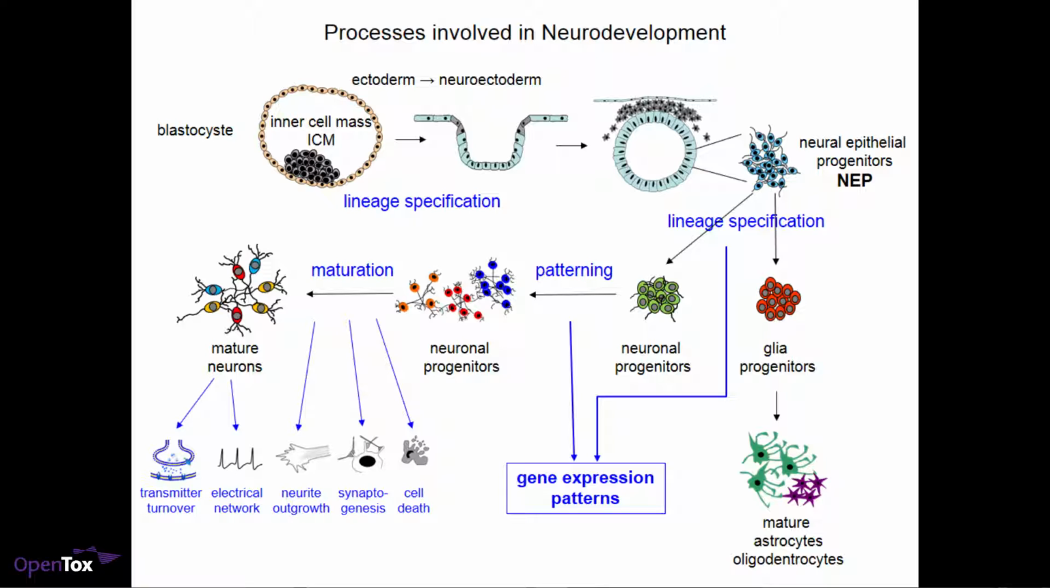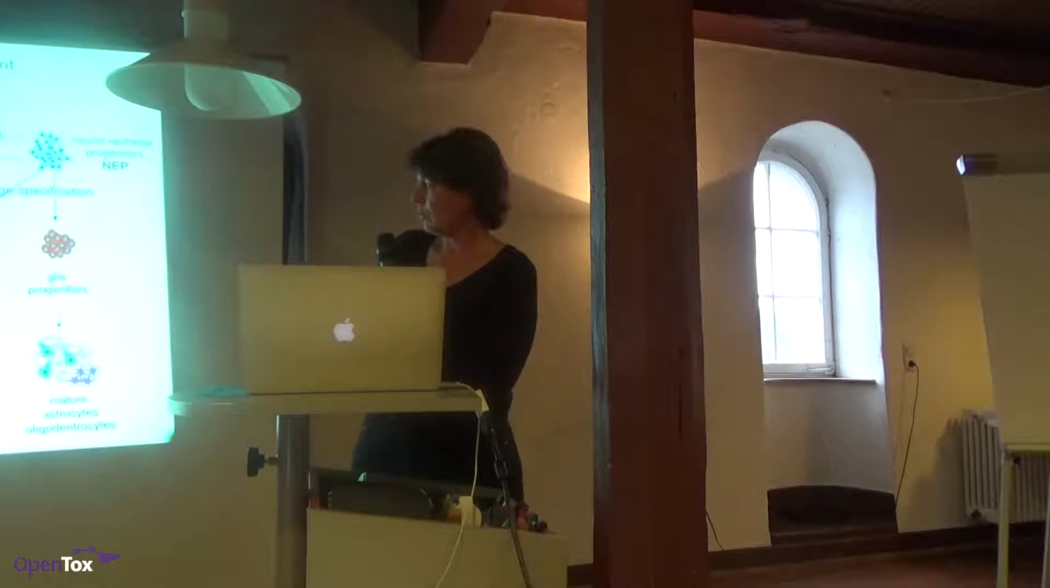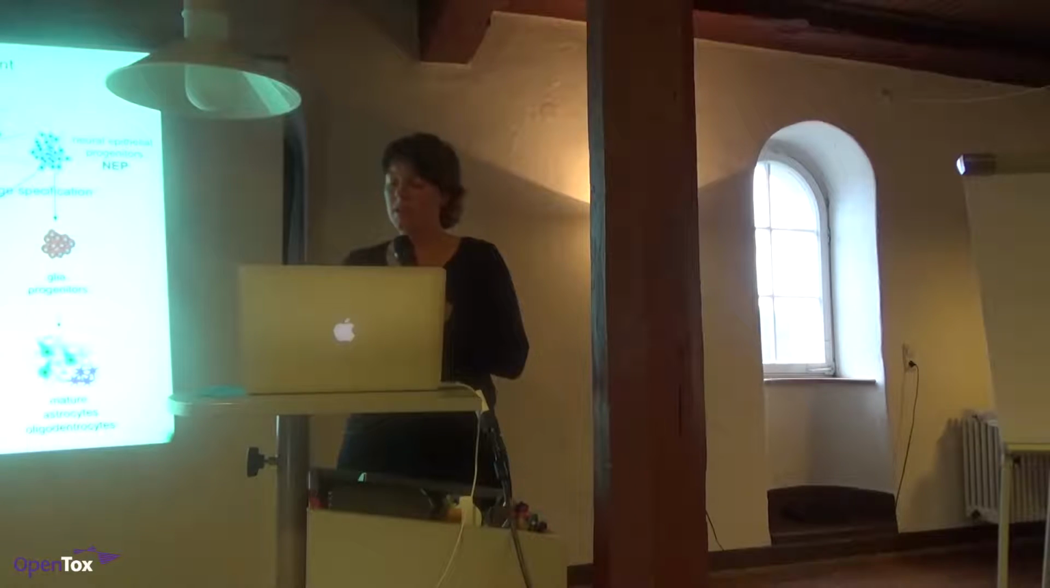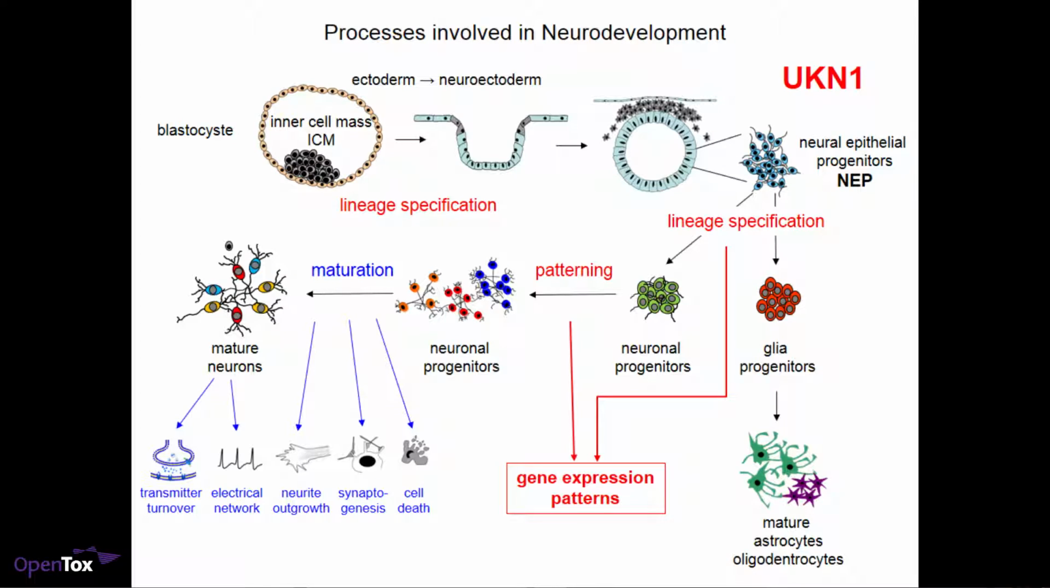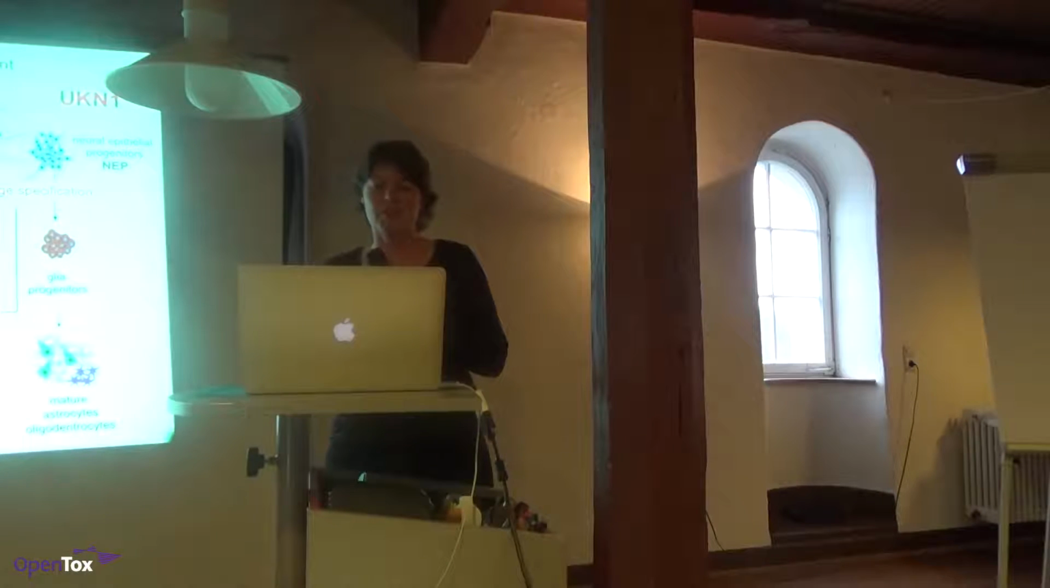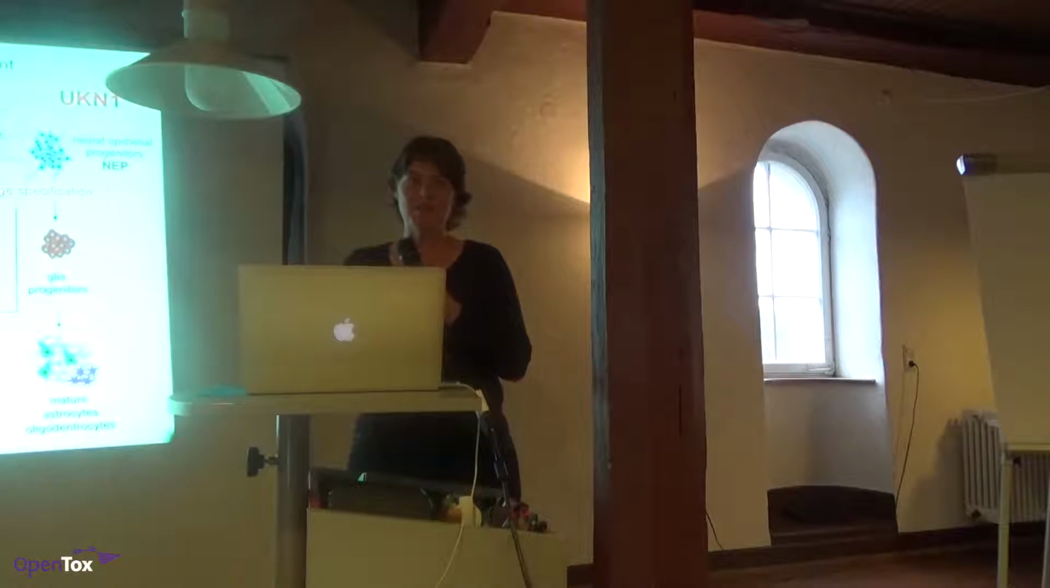These later processes you can monitor by neurite outgrowth assays, synaptogenesis, measuring cell death, transmitter turnover. We have some test systems developed in the lab that model exactly this, neurite outgrowth, for example, or cell migration. But today I want to show you a test method that we have developed called UKN1, and it's based on gene expression analysis, the change of gene expression patterns. UKN1, because it's our first test system, and UKN is University of Constance. So we did not have a lot of fantasy on the name.